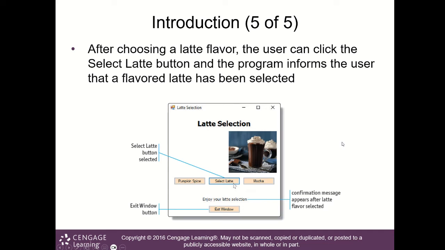And then after the user chooses whatever option they want to go with, they can select whatever they want. So let's say we select mocha, and then we do select latte. That means the mocha is selected, and then some information will be popping up on your window. Enjoy your latte selection. That is the confirmation message.